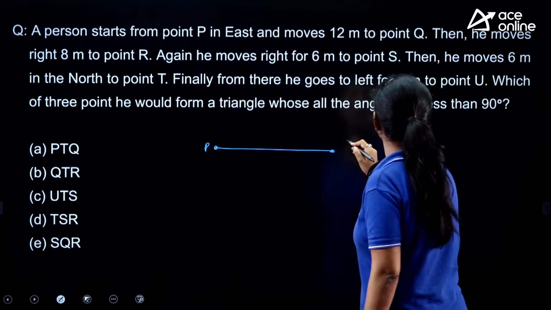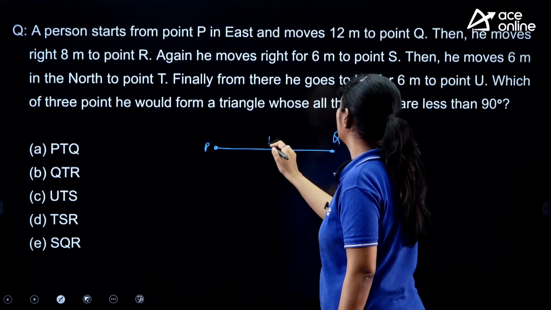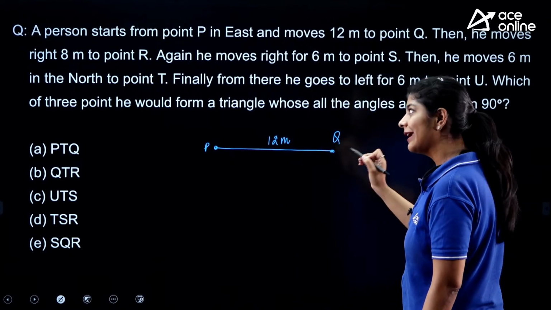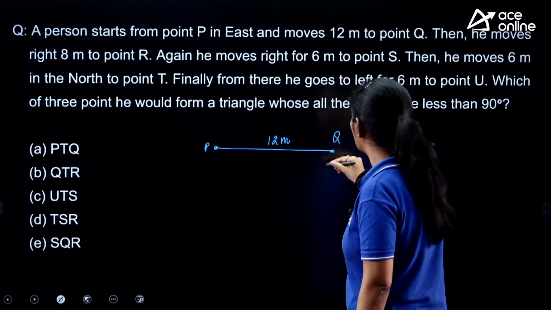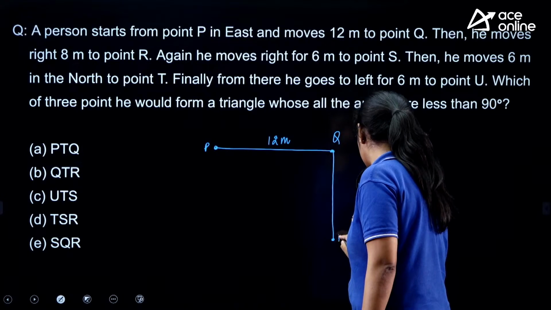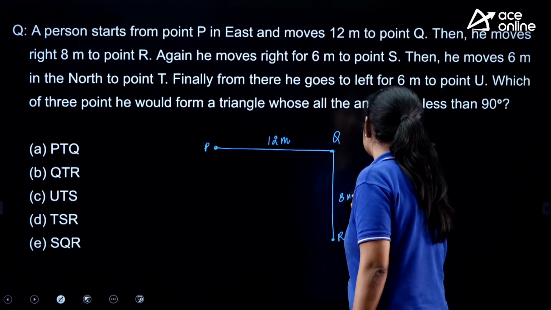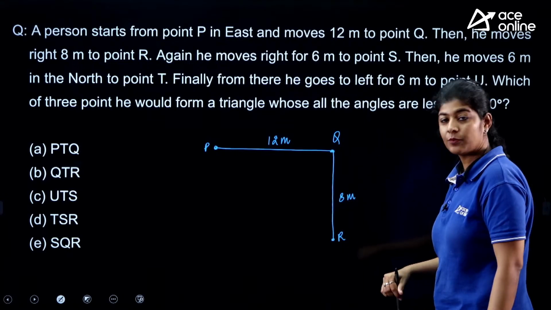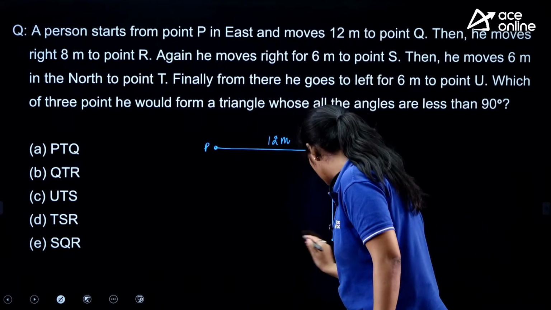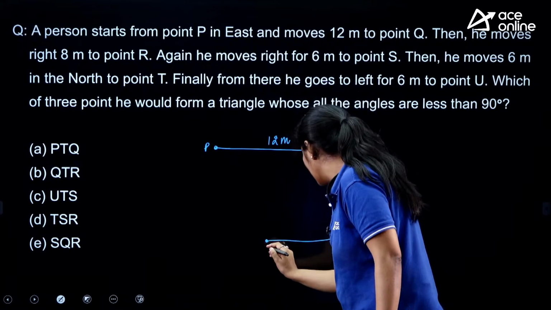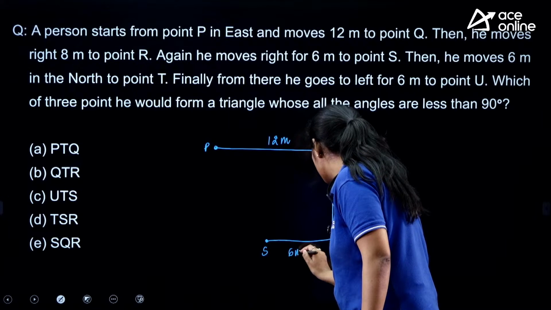Let's suppose this is point Q at a distance of 12 meters. Then he moves right, that means right downwards clockwise 8 meters. So this is nothing but point R, 8 meters. Again he moves right for 6 meters to point S. So we are just assuming that this is my point S at a distance of 6 meters.